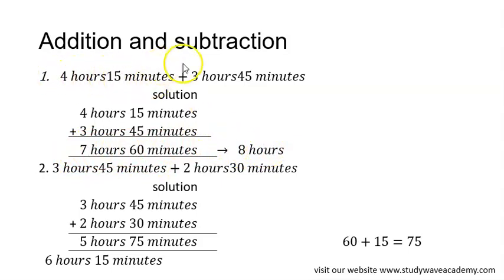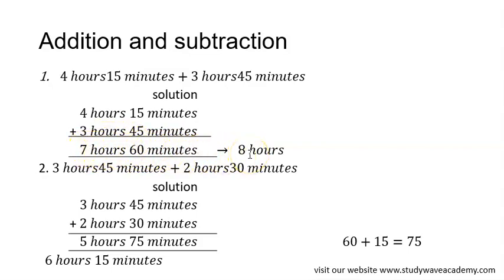So 4 hours 15 minutes plus 3 hours 45 minutes is going to give us 8 hours. Okay, I hope you're not confused. 60 minutes makes 1 hour, right? So 60 minutes here is 1 hour. So if we add 1 hour to 7 hours, we're going to have 8 hours.